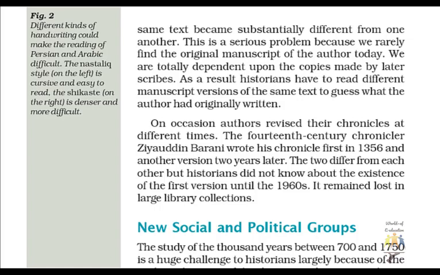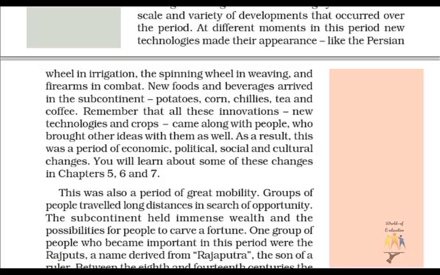New social and political groups. The study of the 1,000 years between 700 and 1750 is a huge challenge to historians, largely because of the scale and variety of developments that occurred over the period. At different moments in this period, new technologies made their appearance, like the Persian wheel in irrigation, the spinning wheel in weaving, and firearms in combat. New foods and beverages arrived in the subcontinent: potatoes, corn, chilies, tea, and coffee.